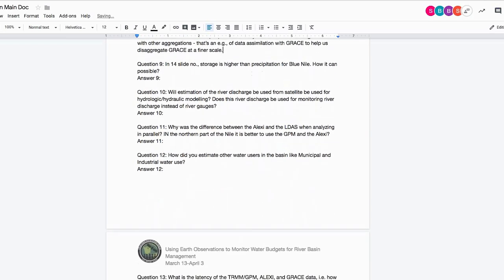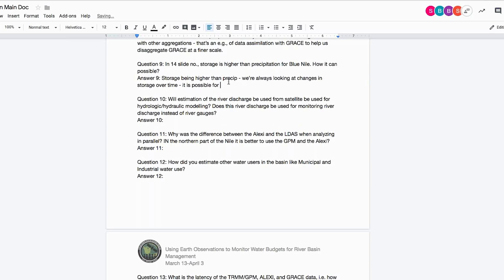Okay, another question, a specific question about storage being higher than precipitation for the Blue Nile. How can that be possible? The problem is I don't actually have the slides in front of me right now. I'm assuming this is referring to the time series in which we're looking at changes in storage. I'm not sure if this is the time series or the table. I will say that we're always looking at changes in storage over time, and it is possible for storage to be higher than precipitation at any given time, because precipitation is a flux and storage is a mass balance term. But I apologize. Maybe I can return to this at the end if there's time to look back at the slides.